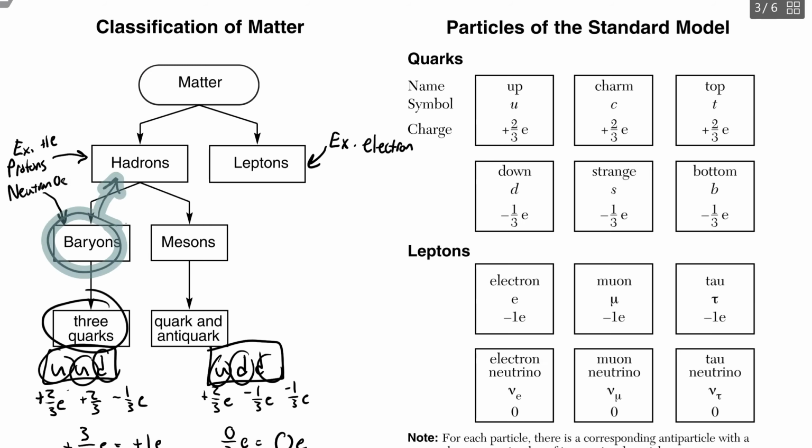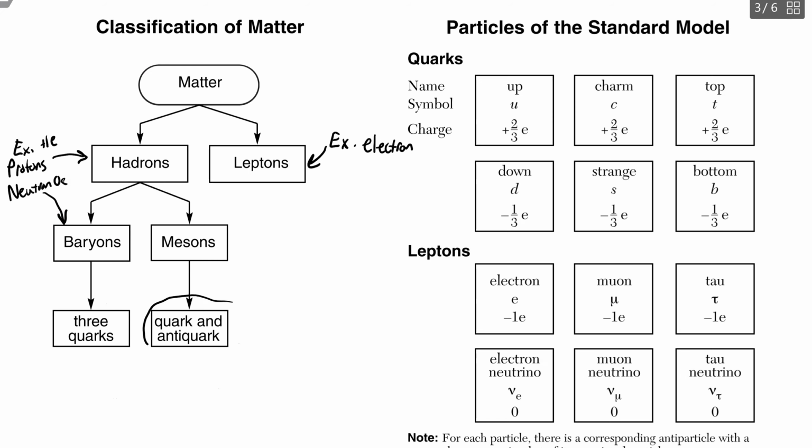Well, how do you get a meson? A meson is made of a quark and an antiquark. Well, what the heck is an antiquark? It says over here, note, for each particle, there is a corresponding antiparticle with a charge opposite that of its associate particle. So you could have an up and you could have an anti-up.